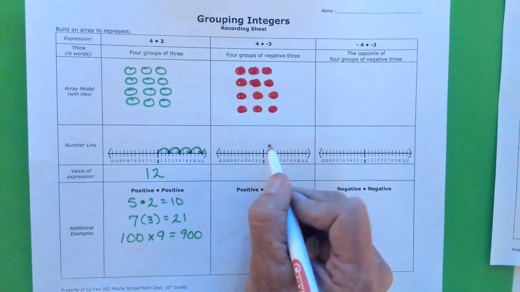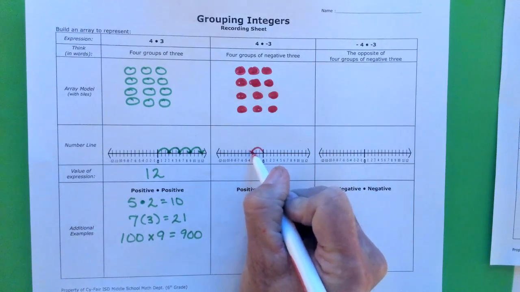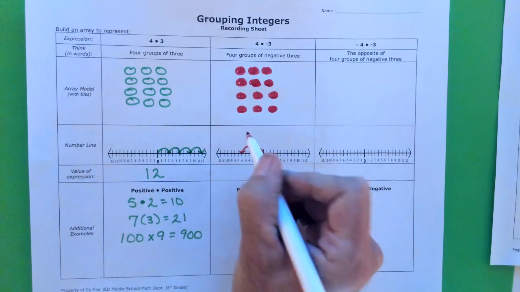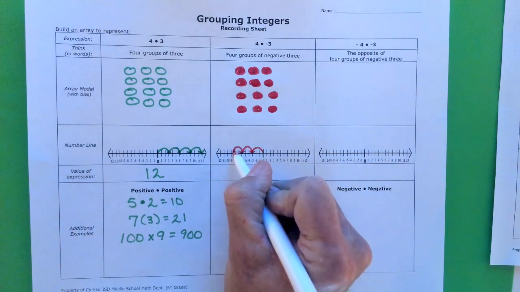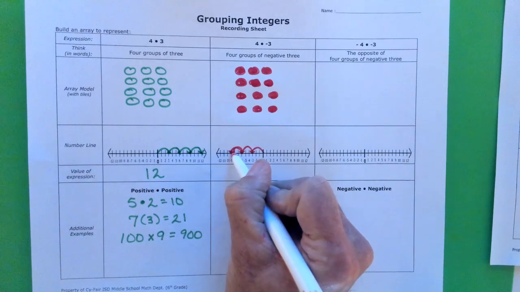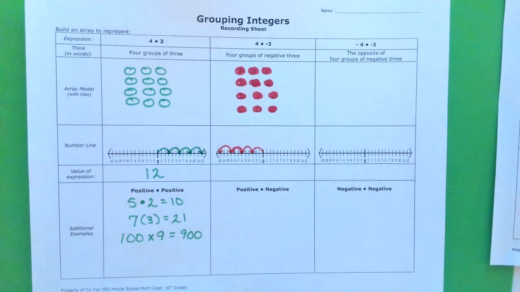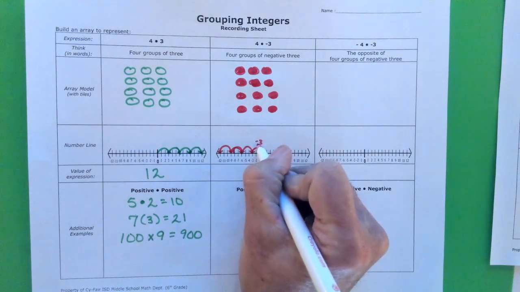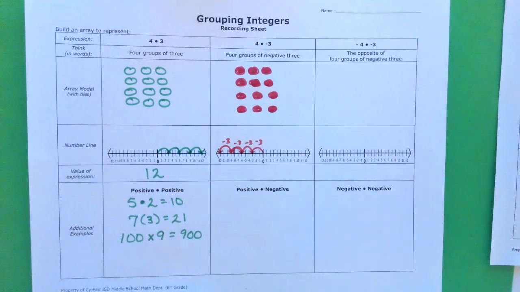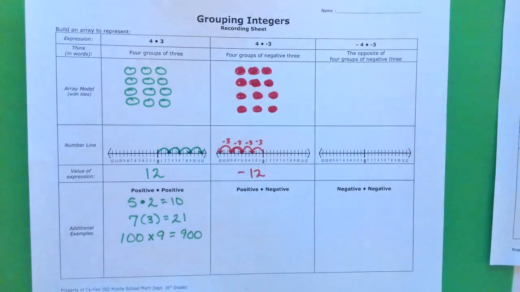Okay, I can show that with the hops, but I'm going to go backwards now. 1 group of negative 3. 2 groups of negative 3 gets us to negative 6. Here's 3 groups that I reach. Oops, sorry, I didn't go far enough. 3 groups is negative 9, and 4 groups, negative 12. So each one has a negative 3 in each group, and there were 4 groups, and that gives us negative 12.